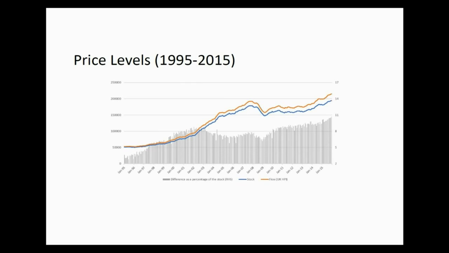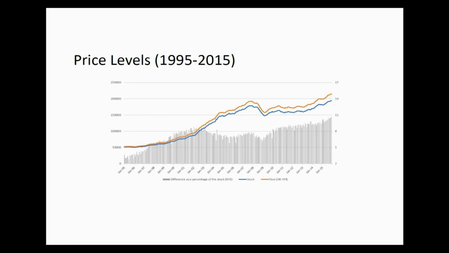So this is the price levels. This is the level of the house price index from 1995 to 2015. The stock is the blue line. The other colour, the brownie colour, is the UK HPI, and that's on the left-hand side. So that's the price of the houses. The black line is the percentage difference between the two. As we see over this long period, at the beginning there wasn't a huge difference between the two. It was only a few percent, about 3%. At the end, it's nearer 11%, so it's gone up.